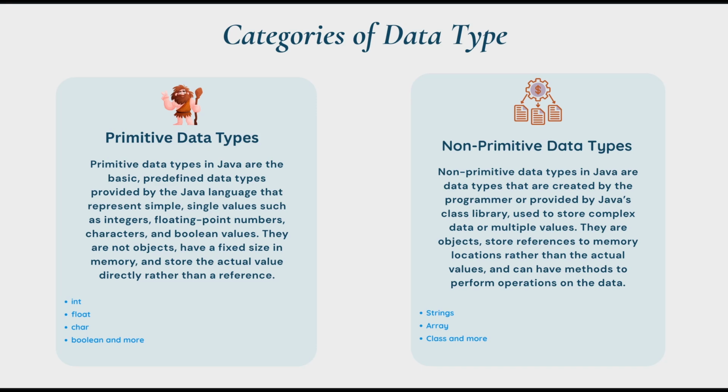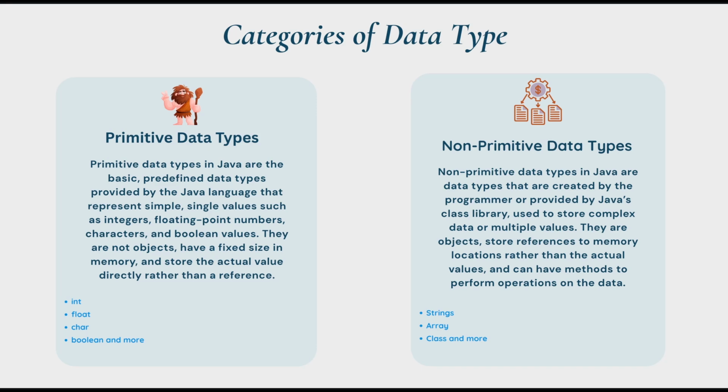Non-primitive data types in Java are data types that are created by the program or provided by Java's class library, used to store complex data or multiple values. Suppose, as I have previously told, that you want to store multiple integer values, then you cannot use primitive data types like integer, you have to use arrays, and those are non-primitive data types.